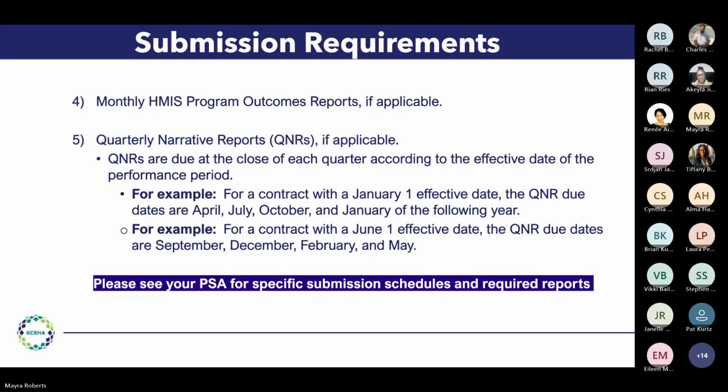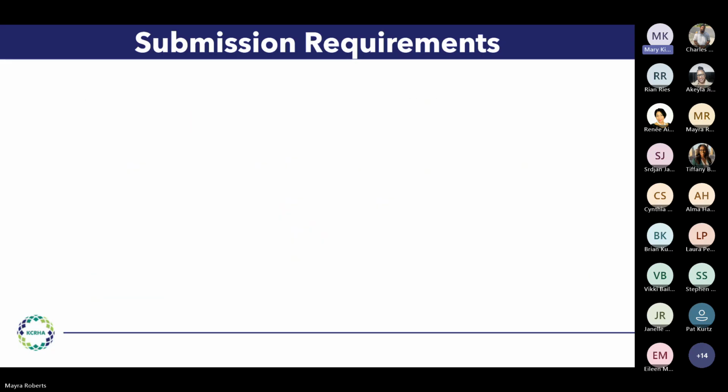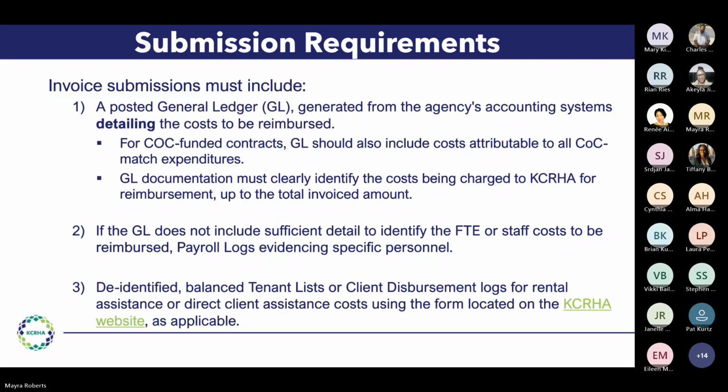I have a question about COC match eligible expenses. I know on the COC invoice template, there's a tab to include match eligible expenses, but that's never been something that Wellspring has been asked to fill out. And I know that we submit that as a separate GL because we're getting reimbursed for those costs on a separate contract. Is that still something that we can continue doing, or should we be filling out that invoice template with the information as well?